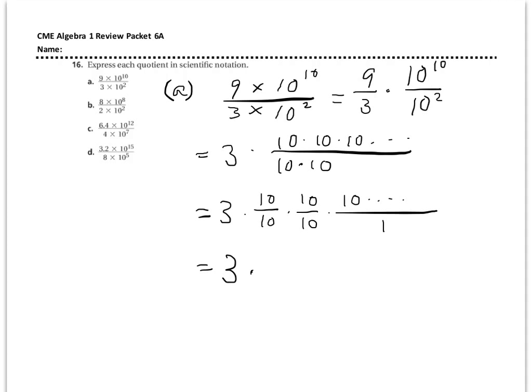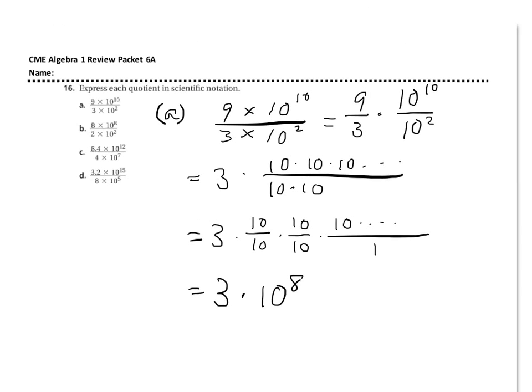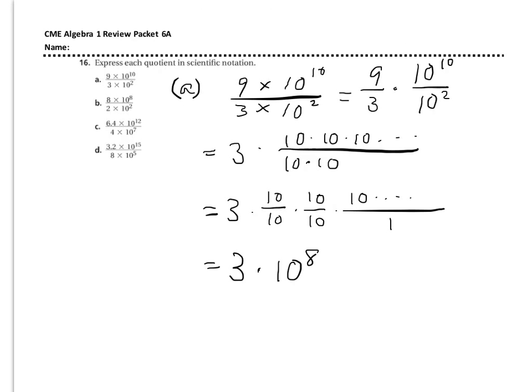Times how many copies we left here? 8 copies of it, right? Because we have 2 copies here and we have 10 in total, so I have 8 copies of that. So 8 copies of 10 divided by 1 is itself, because when you divide a number by 1, we should get the number by itself. So 3 times 10 to the 8th power. And use these rules to find out other problems. Alright, good luck.